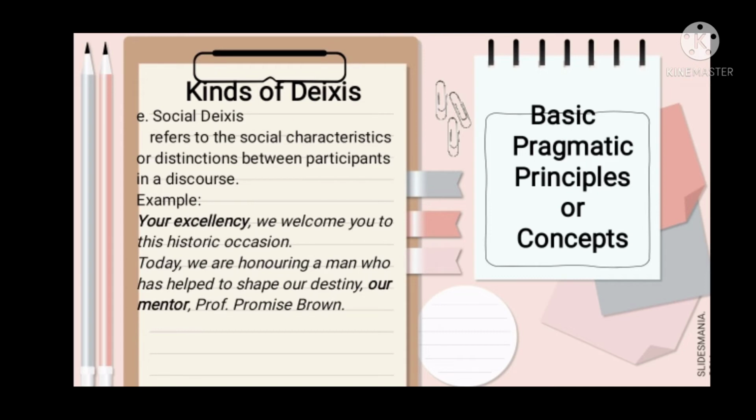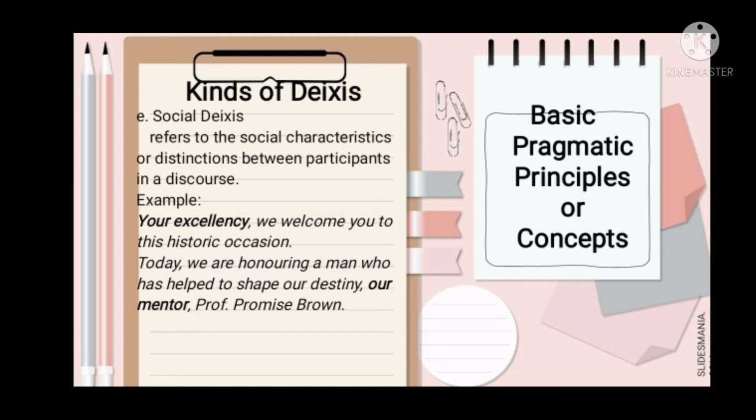Another kind of deixis is social deixis. This refers to the social characteristics or distinctions between participants in a discourse. For example, "Your Excellency, we welcome you to this historic occasion." So here we can see a classification. "Your Excellency" is a deictic word, which is the characteristic or the distinction of someone. For example, my teacher, Your Highness, our beloved doctor, something like that.